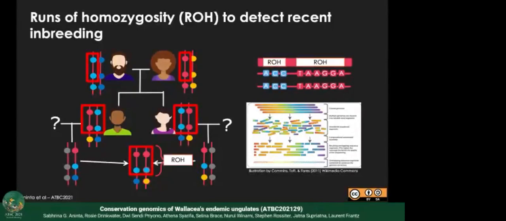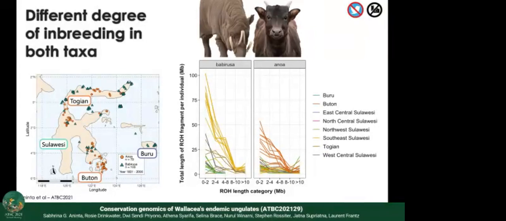And we could check this with whole genome sequencing that allows us a very detailed resolution of the genotypes across the genome, which enables us to check if there are segments with runs of homozygous genotypes. Our results found different degrees of inbreeding in both taxa.